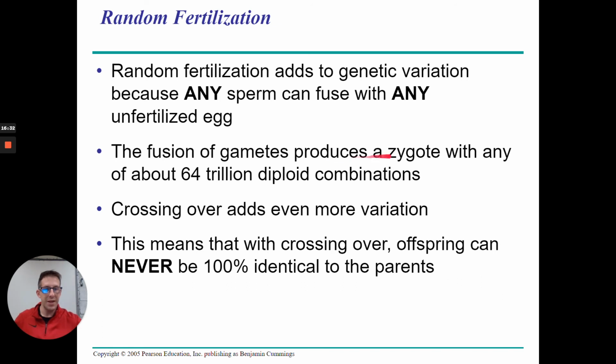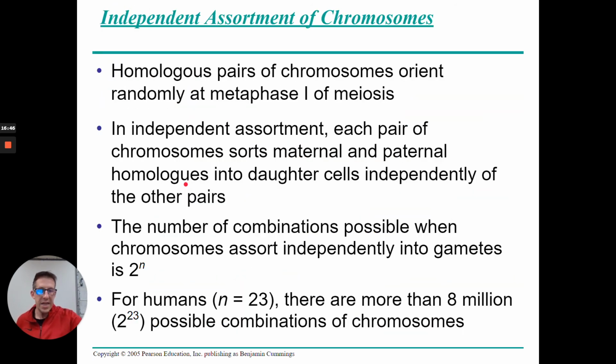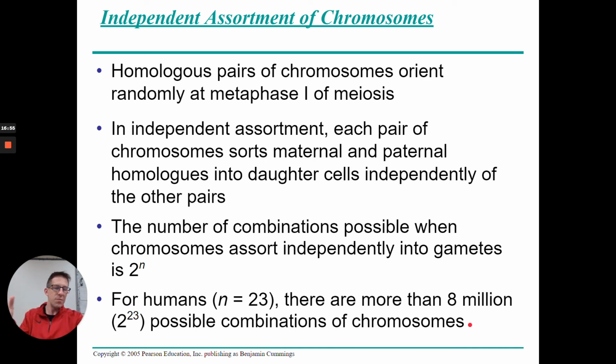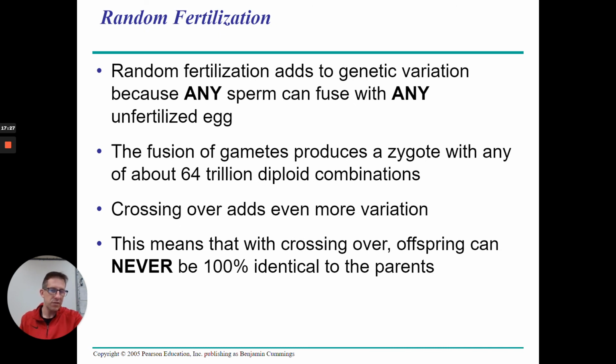Now, the fusion, we can put a number to it. The fusion of gametes produced by a zygote with any of about 64 trillion diploid combinations. The way we get this number is if we take the 8 million possible combinations of chromosomes we got here, and we multiply. For one sperm, you'd have a 1 in 8 million chance to get a certain combination of chromosomes, and for any egg, you'd have a 1 in 8 million possibility to get any combination of chromosomes in that egg. And then whichever random sperm has this particular combination could come into contact with this random egg that has this combination. So the 1 in 8 million chance here and the 1 in 8 million chance here, we multiply those probabilities and we get a 1 in 64 trillion chance of getting a certain combination of chromosomes. And then we add in crossing over, which you can't even quantify.